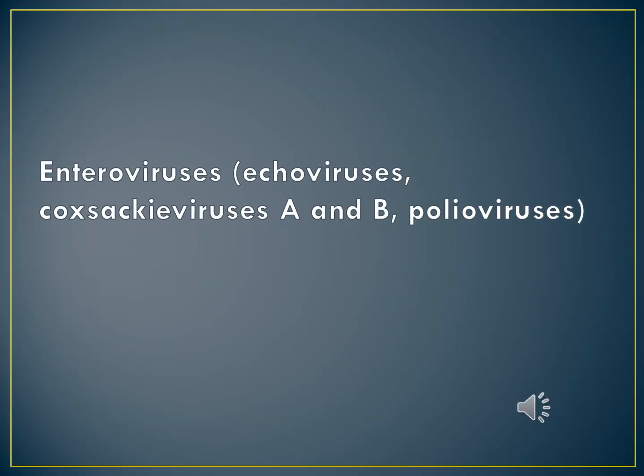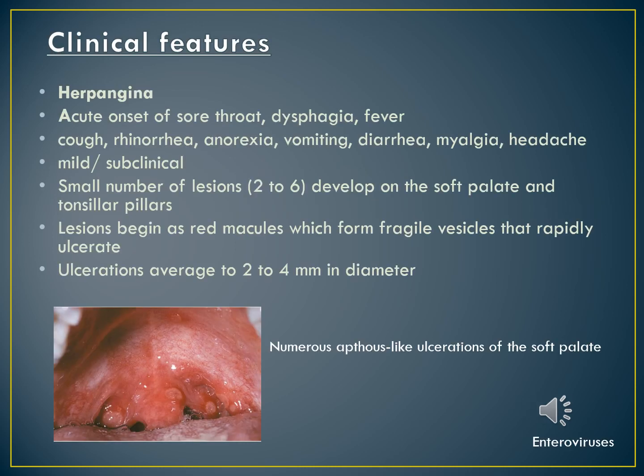Next, I'll talk about enteroviruses, which are further classified into echoviruses, Coxsackie viruses A and B, and polioviruses. Enteroviruses primarily affect children 1 to 4 years old. In herpangina, there will be acute onset of sore throat, dysphagia, and fever. Occasionally, it is accompanied by cough, rhinorrhea, anorexia, vomiting, diarrhea, myalgia, and headache. Most cases are mild or subclinical.